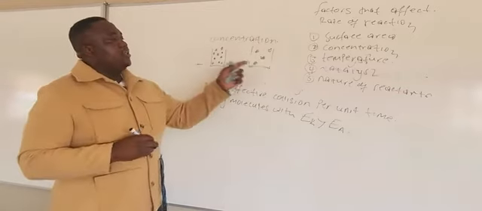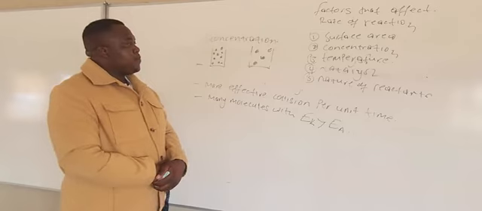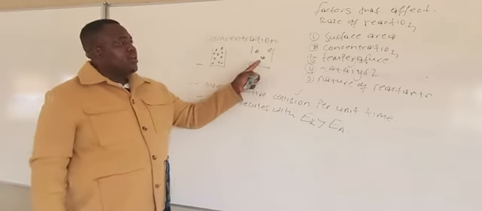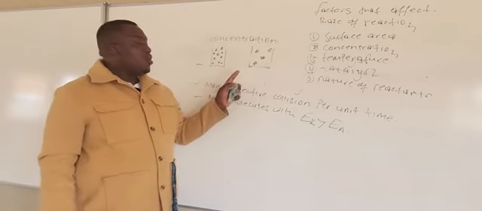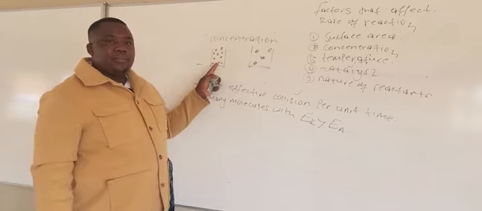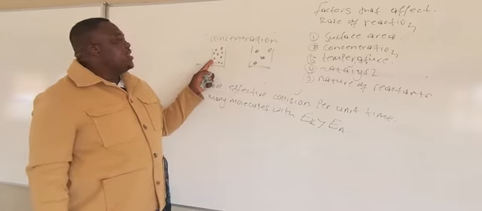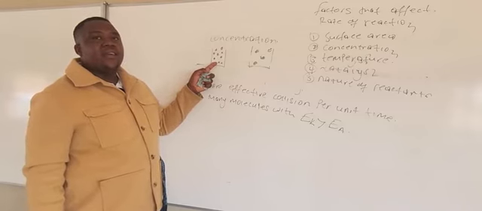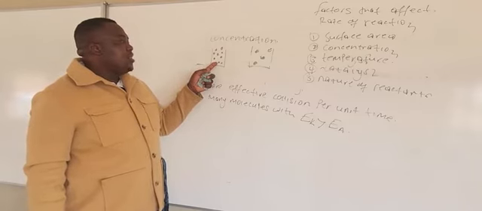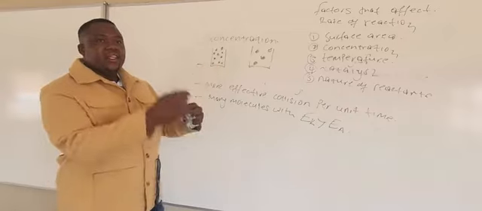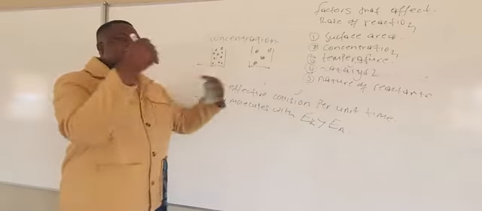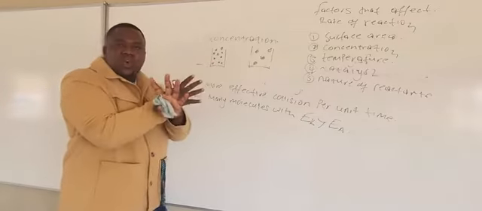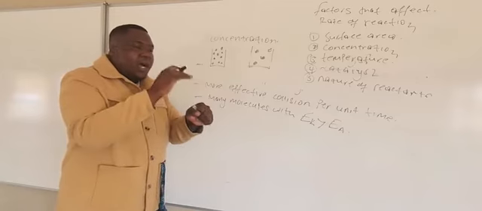This one I've got many, this one I've got only 4. This one, the concentration is high, concentration is low. So, since this one I've got many molecules, it means the chances for molecules to collide effectively are high. It is rare that the molecules are going to miss each other and not collide because the molecules are many.